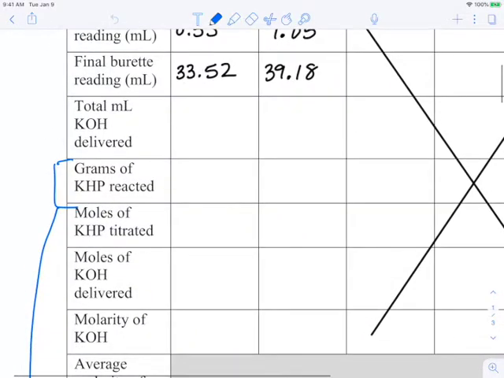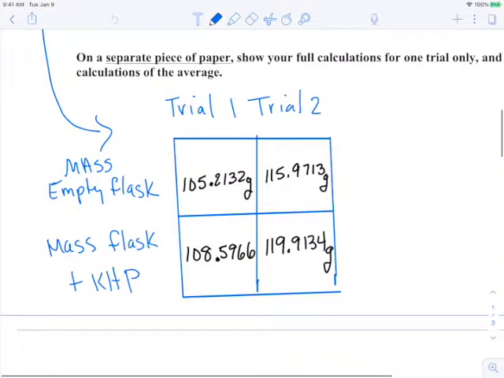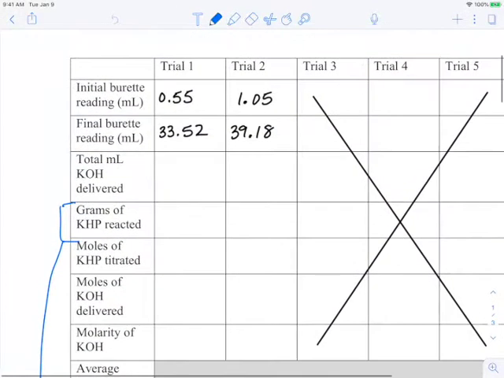For the grams of KHP reacted, I put it right down here on the bottom. So what I have students do in lab is to first weigh their flask and then come back into the lab room to add the KHP. And the reason is so that we don't have a mess in the balance room. So you weigh your flask empty and then you weigh it with KHP, which is a solid acid. And so the difference of these two, you're going to calculate right over here. But I want to talk to you a little bit about the lab before we go over the calculations. But any questions so far?